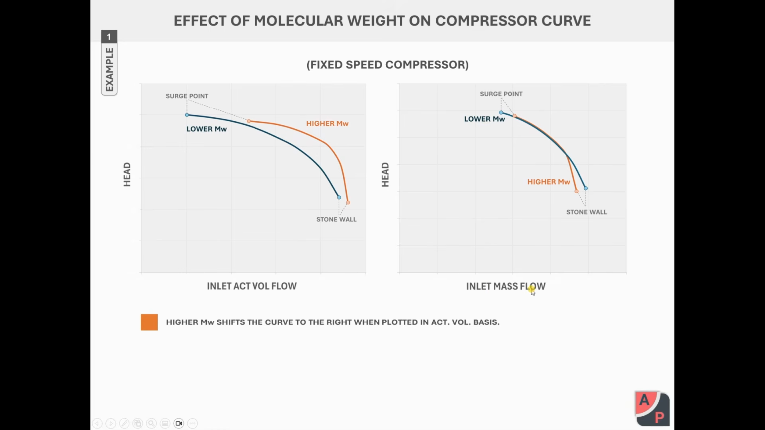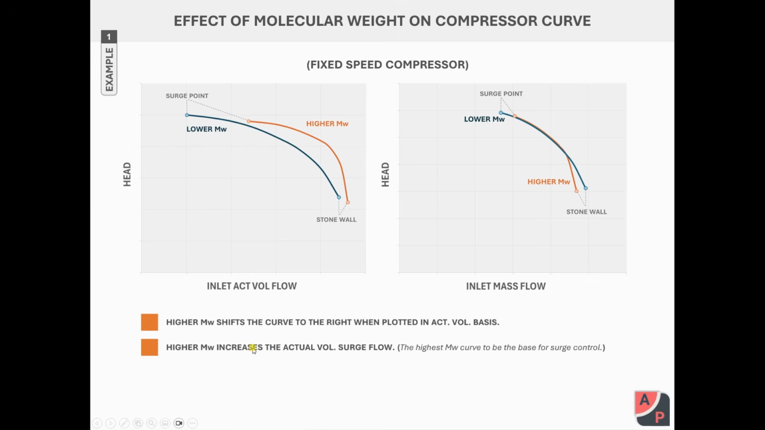But when it's plotted against the mass flow, the shift is very small, and actually in the stonewall region it can be shifted to the left. So it's the way you implement the curves. In Aspen HYSYS, you don't input the curve on a mass flow basis. So what is important is this curve.